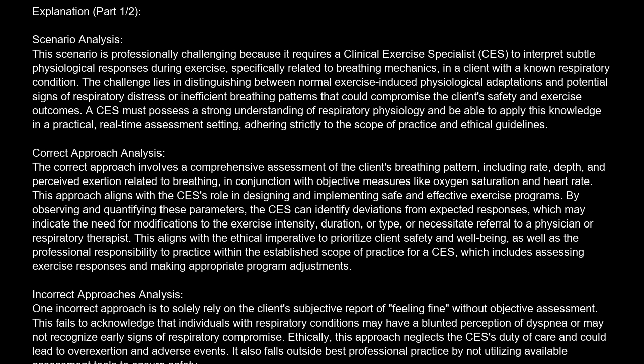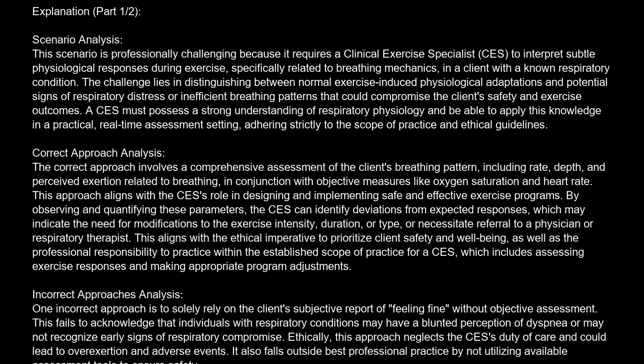Explanation. Scenario analysis. This scenario is professionally challenging because it requires a clinical exercise specialist, CES, to interpret subtle physiological responses during exercise, specifically related to breathing mechanics, in a client with a known respiratory condition. The challenge lies in distinguishing between normal exercise-induced physiological adaptations and potential signs of respiratory distress or inefficient breathing patterns that could compromise the client's safety and exercise outcomes.